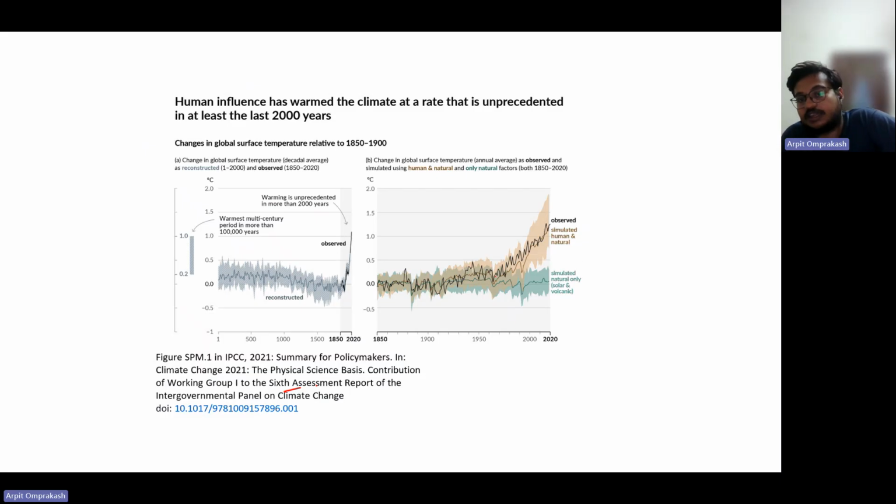So now, if you look at a zoomed in portion of 1850 to 2020, we see that if we simulate a globe with human activity and without human activity, only natural activity, the pattern that is observed for the graph, the way it goes up, it should go up that way if we are simulating human and natural factors, but it should not go up that high if we are simulating only natural factors, right? So therefore, what this tells us is that because of us, this increase in temperature has been happening across the globe.